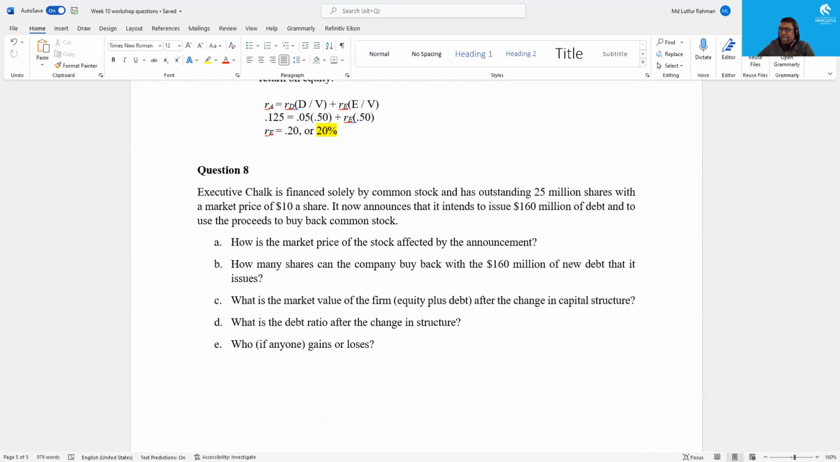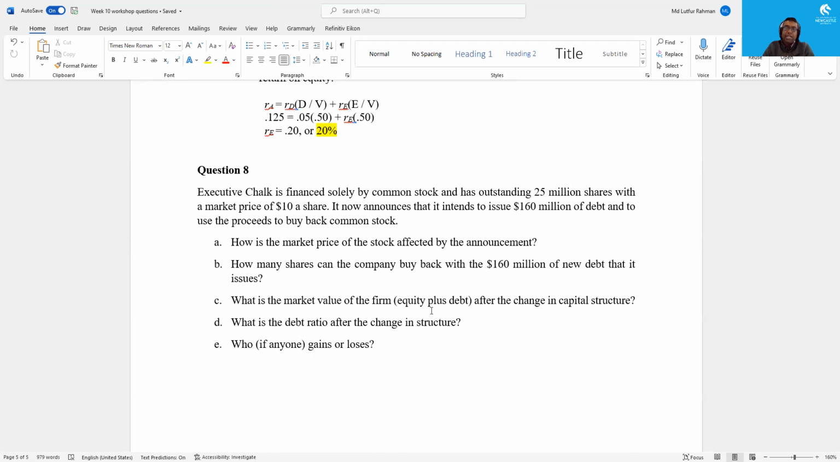Question number 8 is very, very simple. Executive Chuck is financed solely by common stock and has 25 million shares outstanding with a market price of $10 a share. It now announces that it intends to issue 160 million of debt and to use the proceeds to buy back common stock. Buyback means repurchase. How is the market price of the stock affected by the announcement?